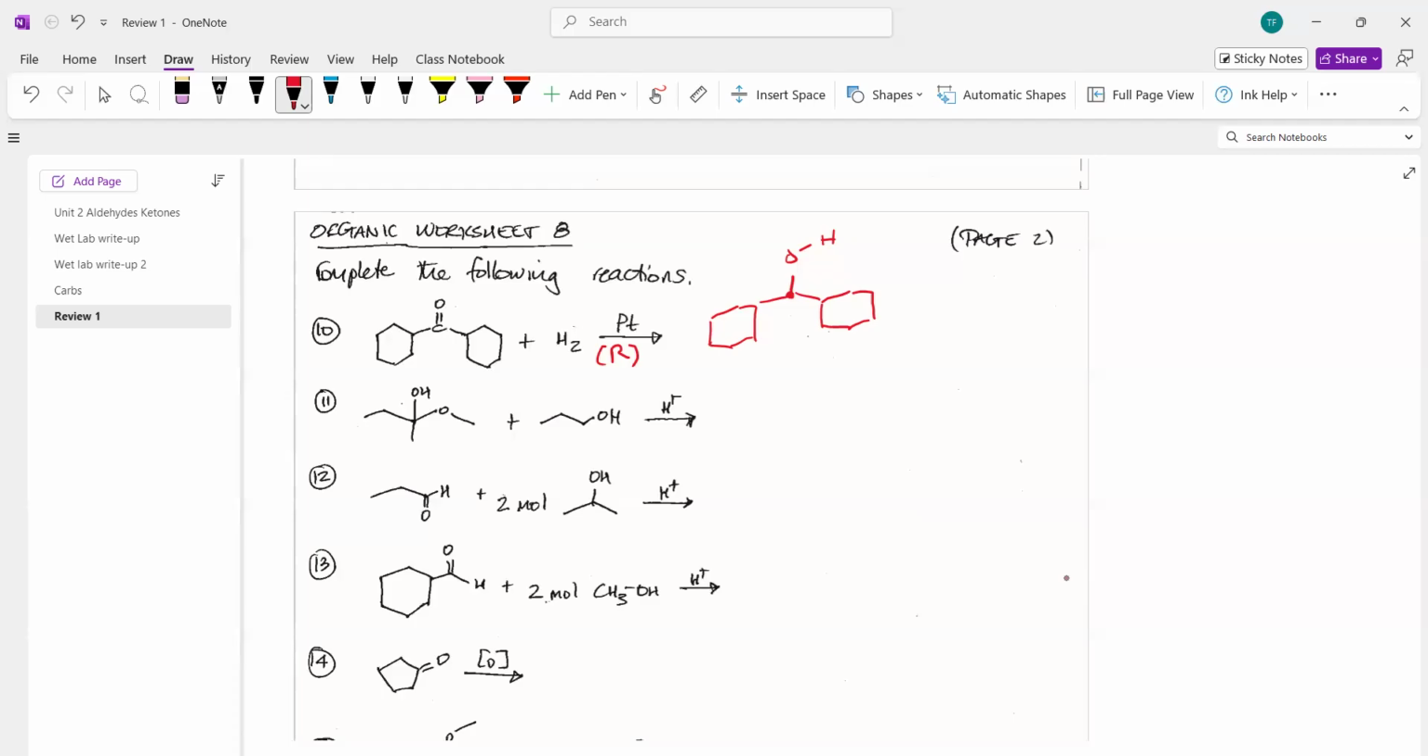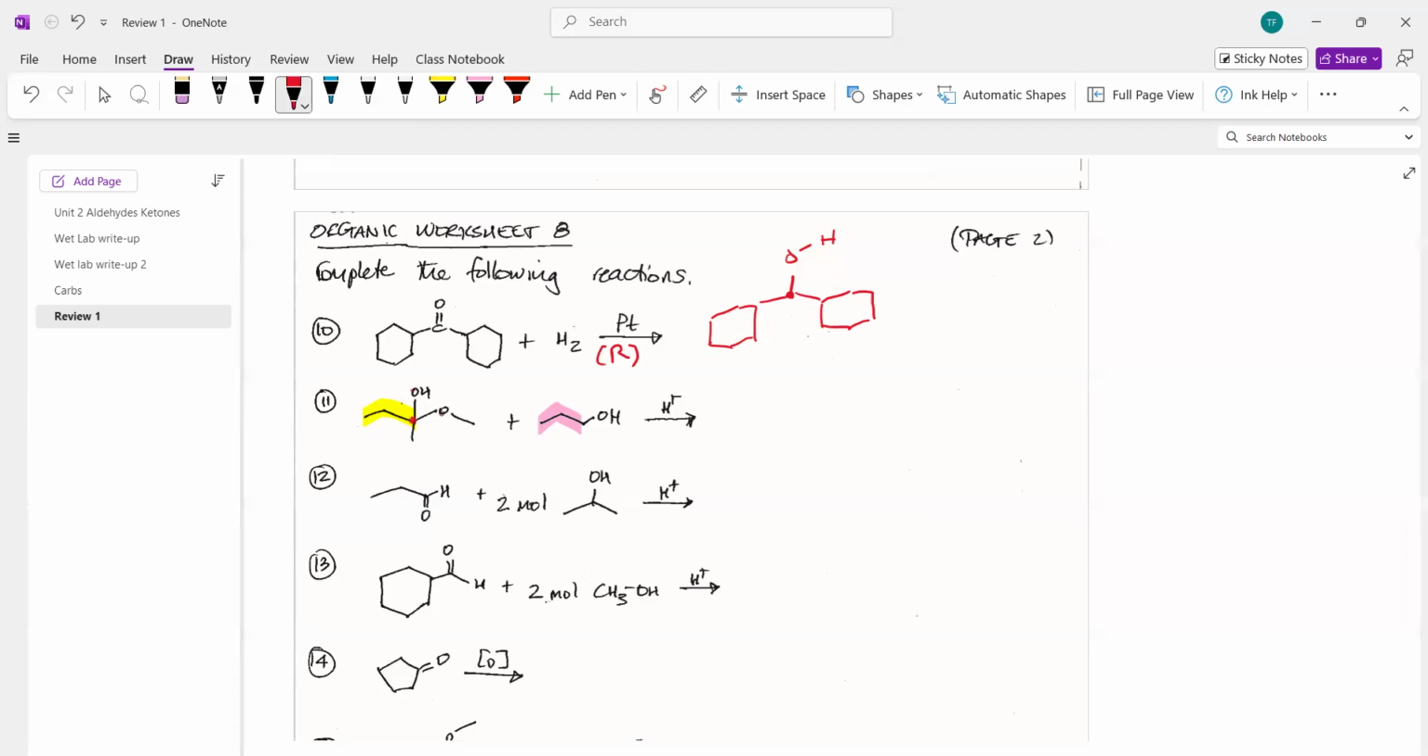Okay, so let's look down here. Okay, what do we have here now? We have an alcohol, a three carbon alcohol, and a one, two, three, carbon. Hemi something. Okay, so we've got O, C, O. So we have an anomeric carbon there.